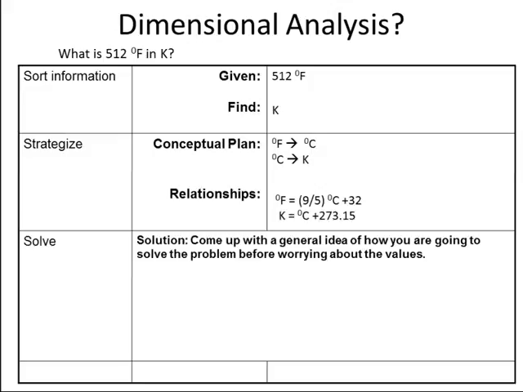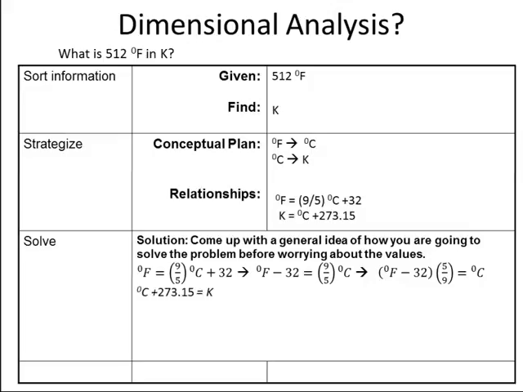Let's solve this. Now, sometimes in this case, we don't have necessarily a direct unit conversion, but we want to come up with a general idea of how we're going to solve this problem before we worry about the values. Don't get caught up in the values all the time. I know it's important at the end, but initially think about those units. We start with the degrees Fahrenheit to degrees Celsius equation. Since we're starting with degrees Fahrenheit and we want to get to degrees Celsius, we rearrange that equation and we end up with an equation that's degrees Fahrenheit minus 32 times 5 divided by 9 will give us our degrees Celsius. Once we know degrees Celsius, we add 273.15 to it, and that'll give us our Kelvin temperature.